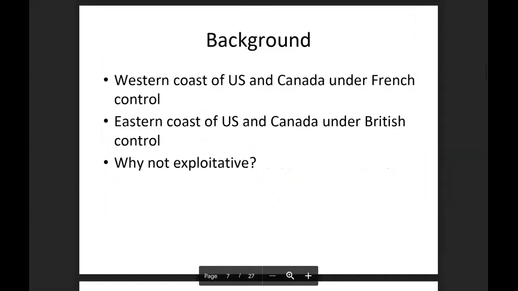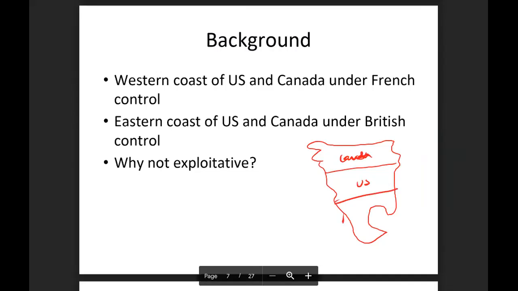Okay, now background. Before going to the background, we are talking about the western and eastern coast of the US and Canada. If this is North America, we have Canada here, we have the US here, we have Mexico here. I've told you, whenever we are taking a map, what you should do first: mark the directions, that is south, north, east, west.